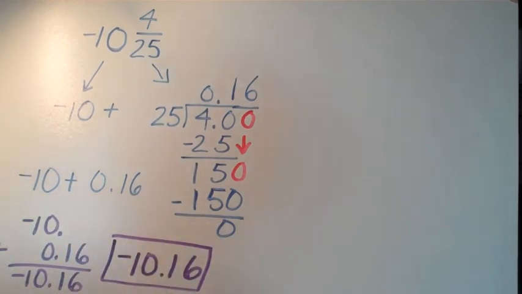And that's it. So there are 3 different examples of how to make a fraction a decimal. Just go over them and practice.